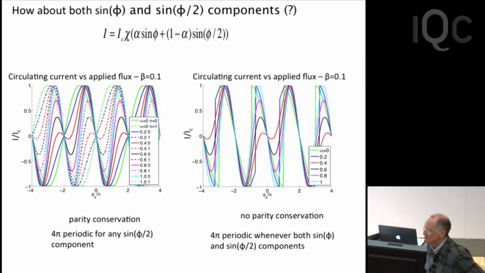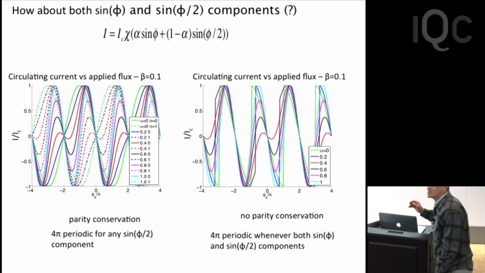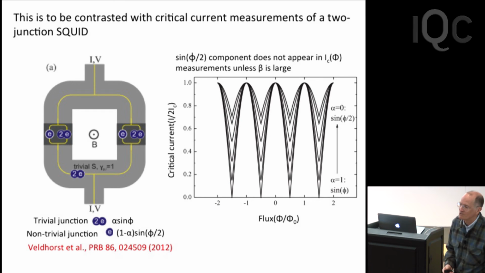What happens if you have both the conventional current phase relationship and this unusual one? We can model that by having a linear combination of the two dependencies, and that translates through to something that at first skews the current phase relationship a little bit, and then finally, for a large mixture, you get bumps. This is for a single-junction ring, and this is in contrast to what you expect for a two-junction ring.